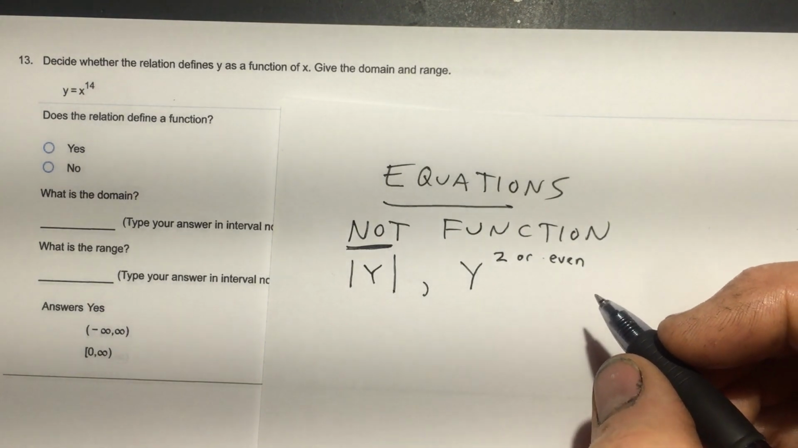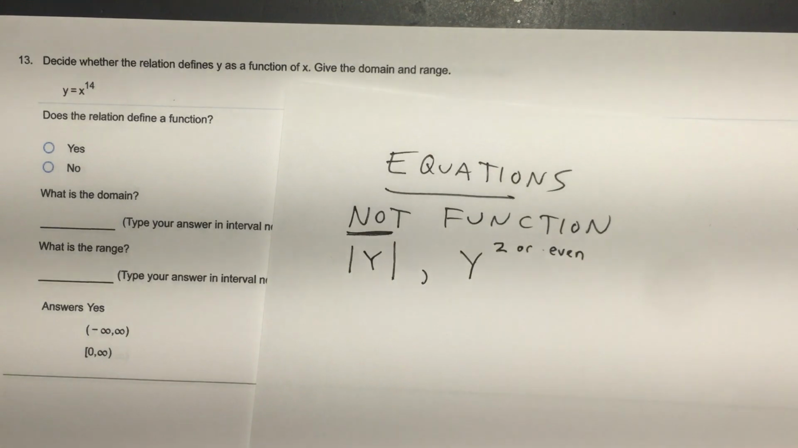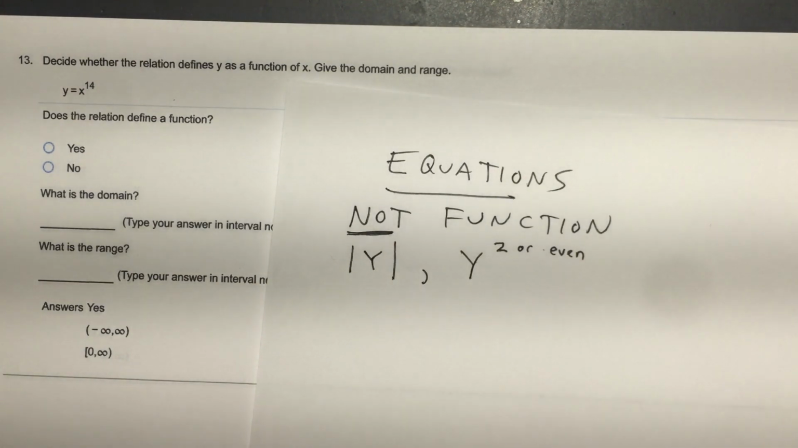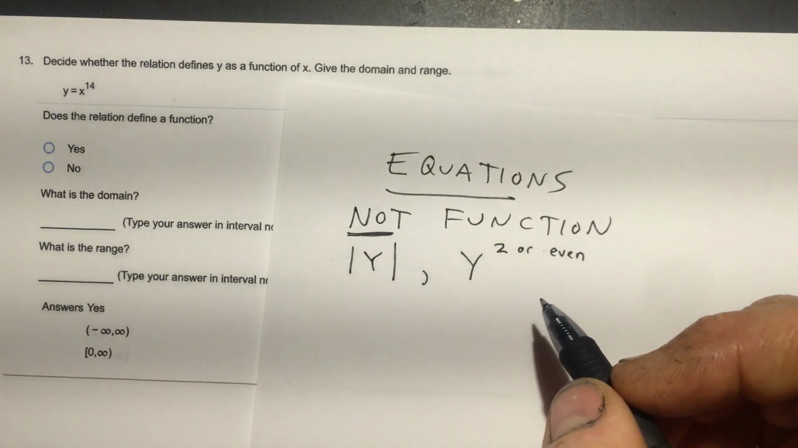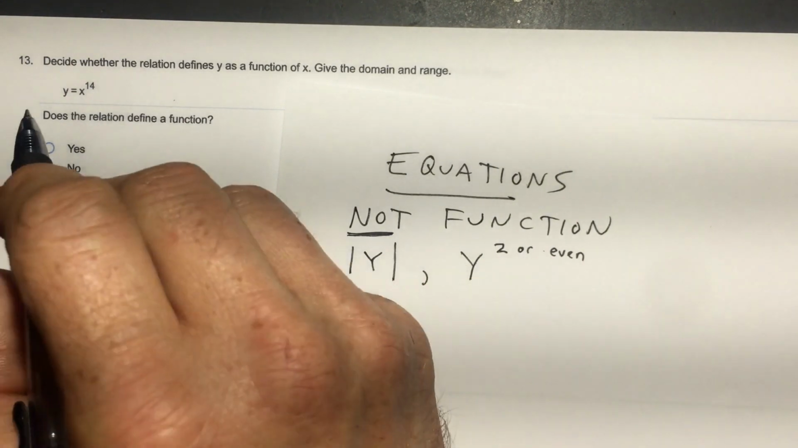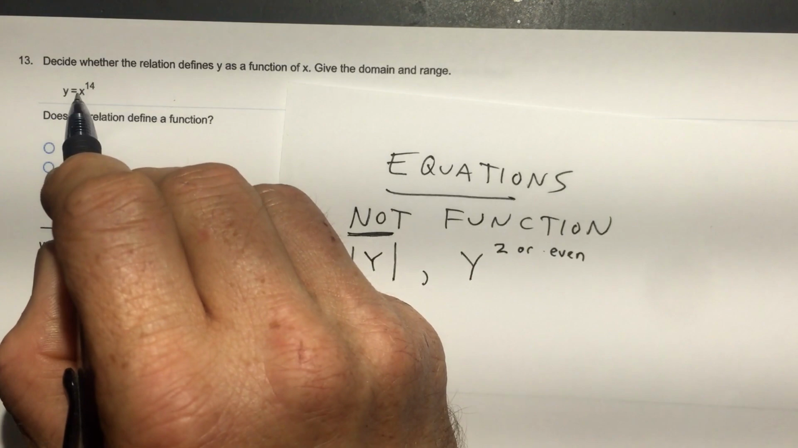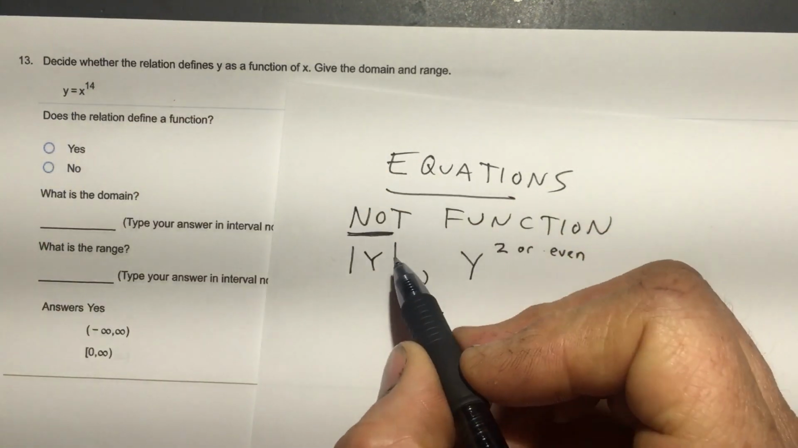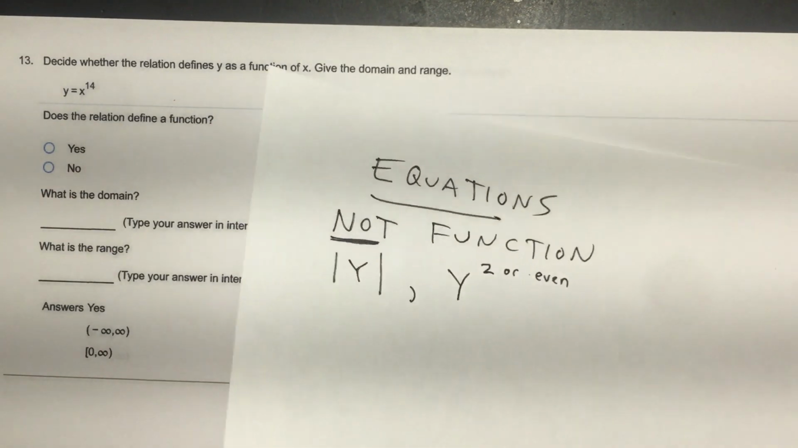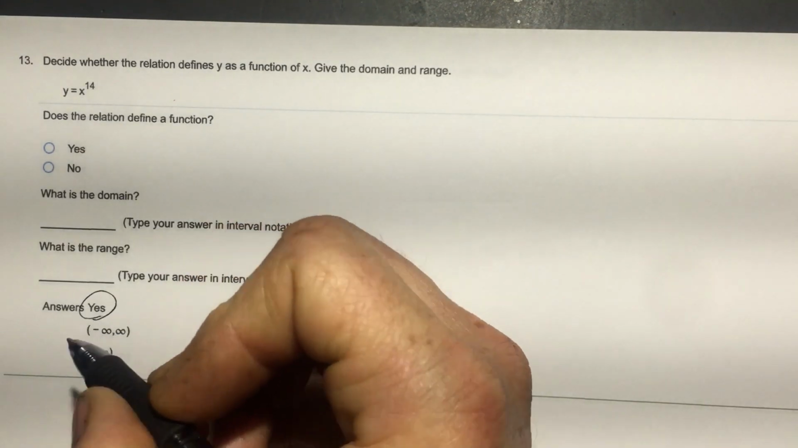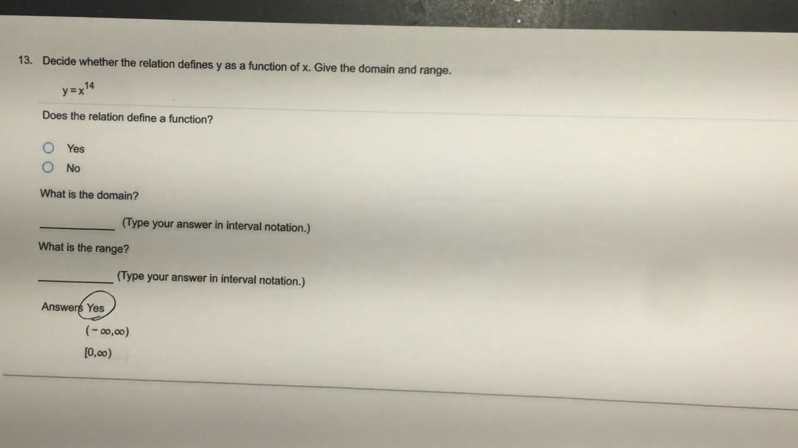And there's others, but I think these are the only ones that we're going to really be concerned about. If you have y in absolute value or y squared or some even power, that's not a function. Right here we got y equals x to the 14th. Now this is x to the even power, not y to even power. So this is okay. This is a function. So you can see down here, yes, it is a function.